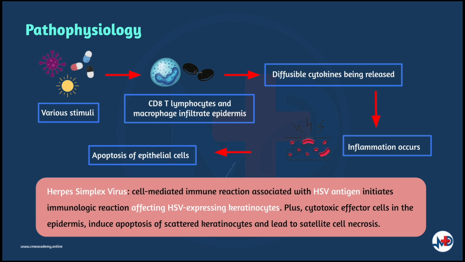The epidermis is infiltrated by CD8 T lymphocytes and macrophages, which subsequently release diffusible cytokines. This will initiate inflammatory reactions that will lead to apoptosis of epithelial cells. Cell-mediated immune reaction that is associated with herpes simplex virus antigen can also initiate an immunologic reaction affecting the HSV-expressing keratinocytes. Cytotoxic effector cells in the epidermis induce apoptosis of scattered keratinocytes and lead to satellite cell necrosis.